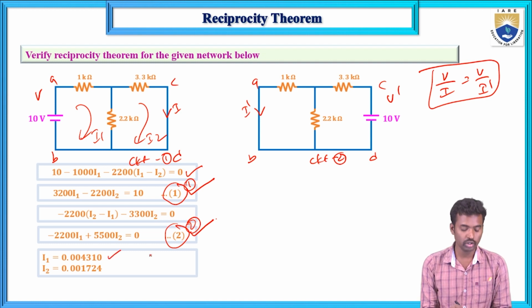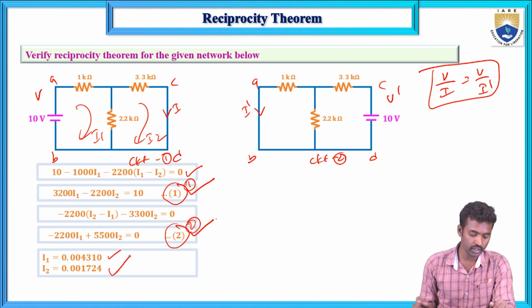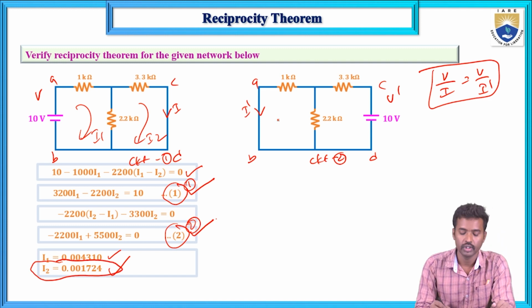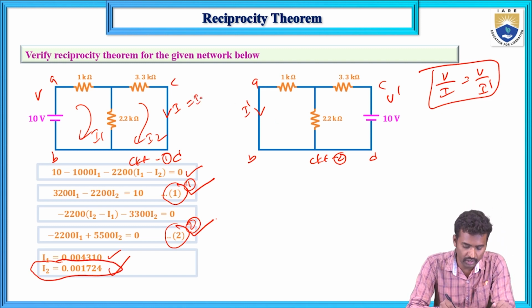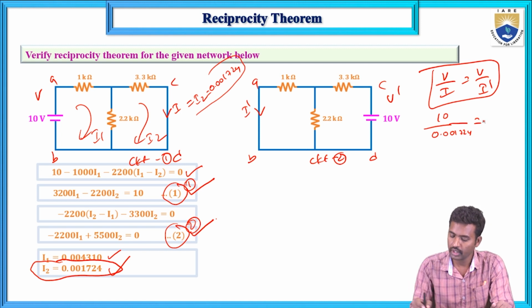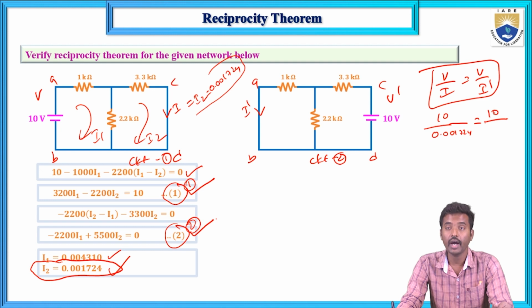0.004310 and I2 equals 0.001724. Now here, I2 is the response current. This current, I2 current, equals 0.001724, which is the response current. Here this is the 10 volts and this one is 0.001724. And now second, this is the 10 volts and you need to calculate the I dash current.